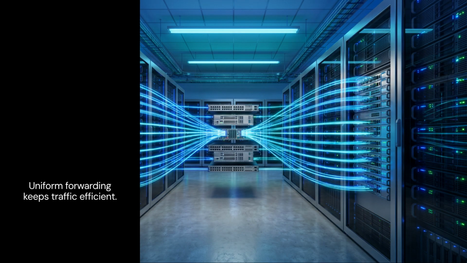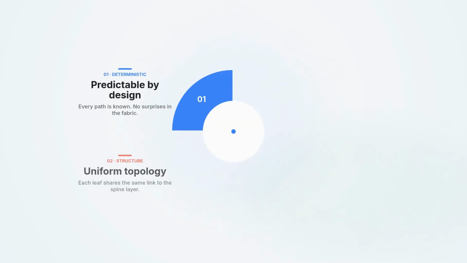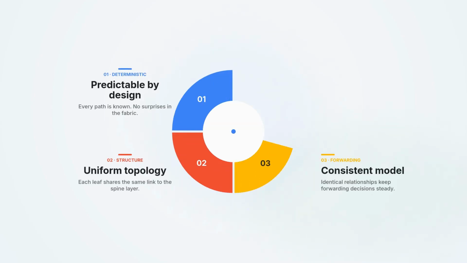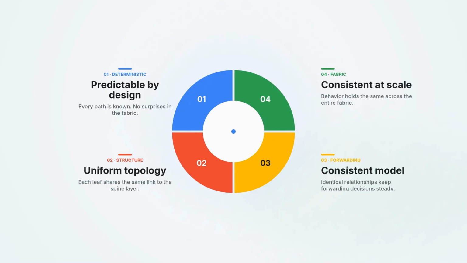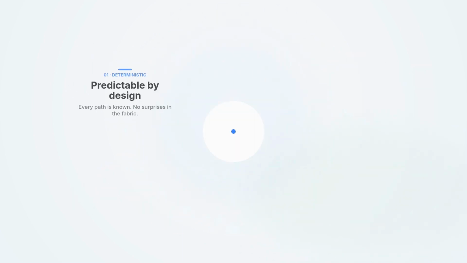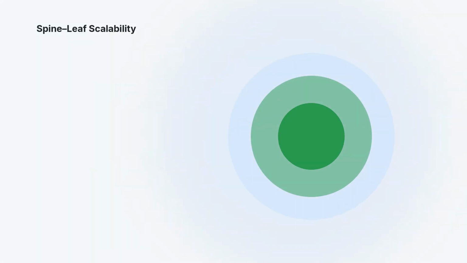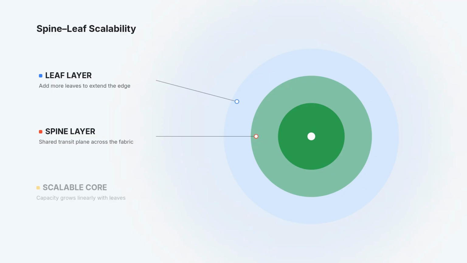Why is that efficient? Because the fabric isn't reinventing the path every time two workloads dock. It's following the uniform forwarding design. It's deterministic because every leaf has the same structural relationship to the spine layer, so the forwarding model stays consistent across the fabric. And it's scalable because adding more leaves extends the edge while the spine layer keeps providing the shared transit plane. Once you can narrate that packet walk without hesitation, ACI diagrams stop looking abstract and start looking operational.